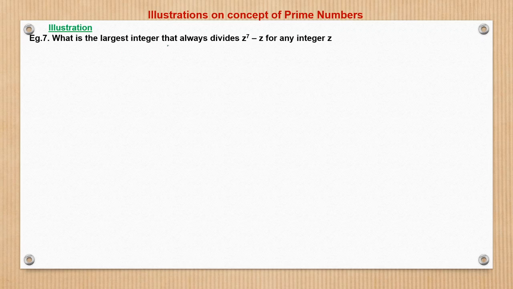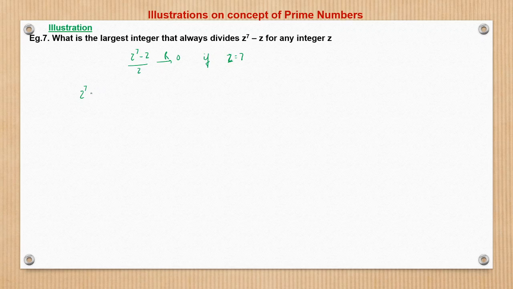Now the last problem we will see, again based on Fermat's little theorem. Here it says: the largest integer that always divides z raised to power 7 minus z, with remainder 0. What is the largest integer that always divides this? So this will be 0 if z is equal to 7, right? So z equal to 7 is one solution, or at least z is a multiple of 7.